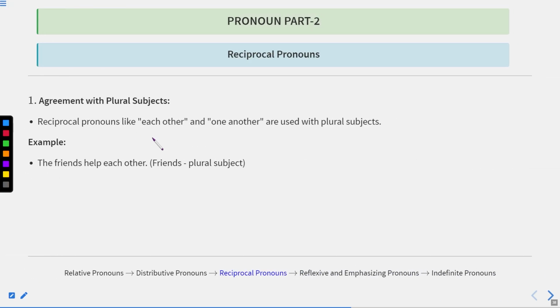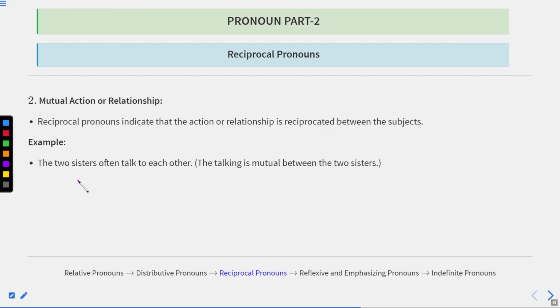Now, agreement with plural subjects. Reciprocal pronouns like each other and one another are used with plural subjects. The friends help each other. Now, friends are a plural subject. Here we can analyze that these friends are only two. We can also use one another in the same sentence. Why so? Because here the number of friends is not defined. So we can use here in this sentence each other as well as one another. However, because they can be either two or more than two, and in both cases they are plural, therefore we should use a plural verb only.